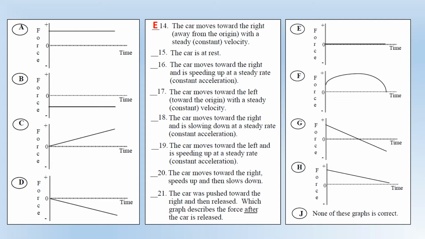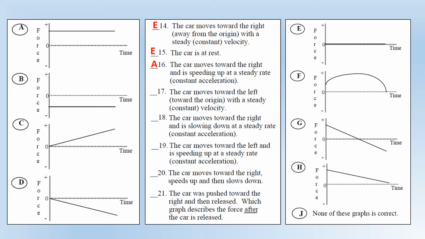Likewise, question 15, the car is at rest, and we're assuming it stays at rest. So its velocity is constant, it's constantly 0, therefore the force is 0. The car is moving towards the right and is speeding up at a steady rate. So constant acceleration means constant resultant force. It's speeding up, so the force is in the same direction as the motion of the car. So that's going to be option A.